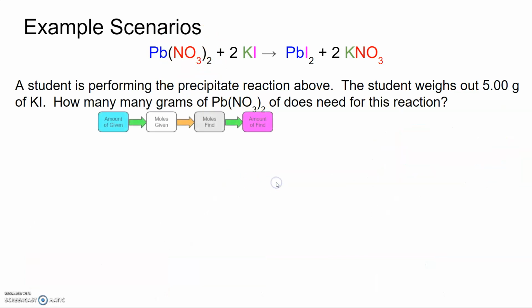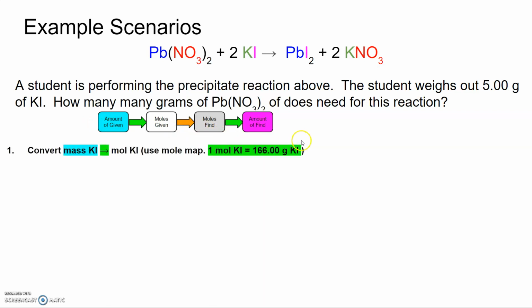So to solve that problem, they would follow this process: amount of given to moles of given to moles of find to the amount of find. So the first thing is to convert from the mass of KI to the moles of KI using the molar mass, which we get from the periodic table, 166.0 grams of KI. And the work for that, if setting it up as a dimensional analysis problem, would look like this, going from mass of KI to moles of KI. Now that second fraction here comes from the conversion factor, and then they would multiply those two fractions out to get 0.0301 moles of KI.